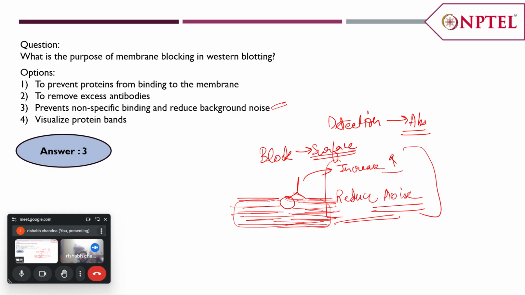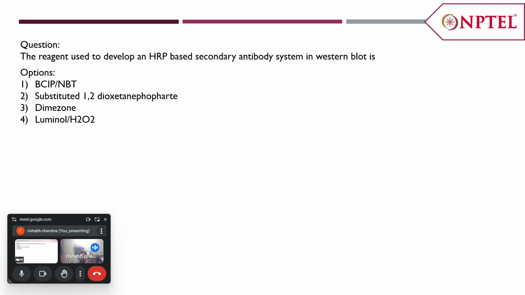Okay, so let's move on to the next question. The reagent used to develop an HRP-based secondary antibody system in Western blot is, okay. So HRP means horseradish peroxidase. As it is a peroxidase, H2O2 and luminol would be the correct answer, as it acts as a substrate.